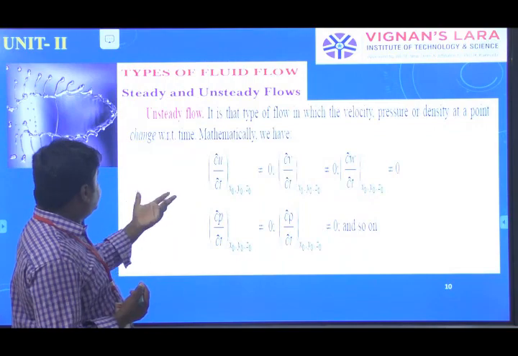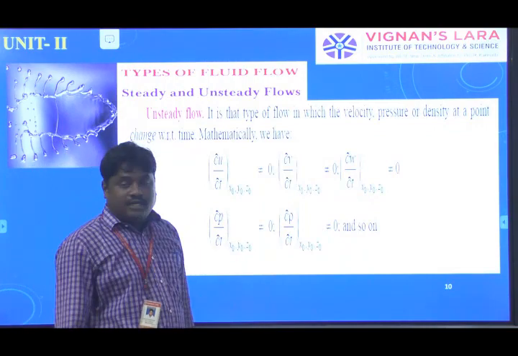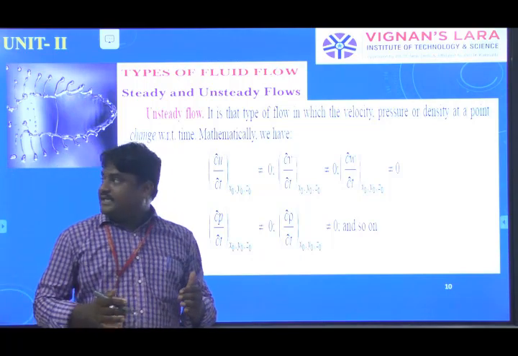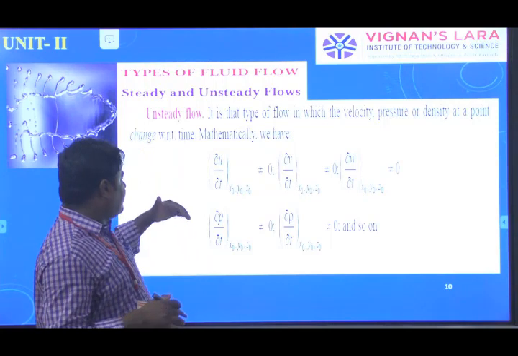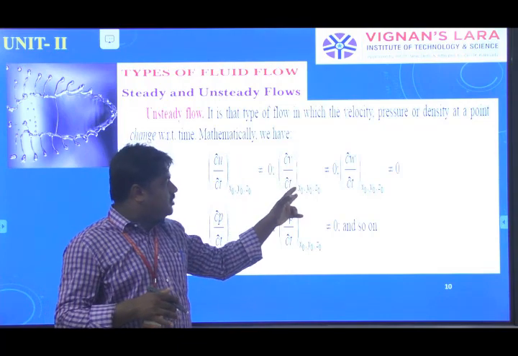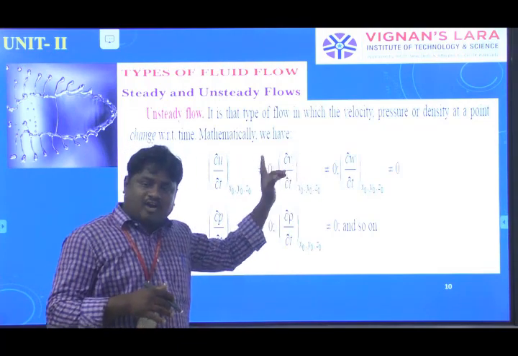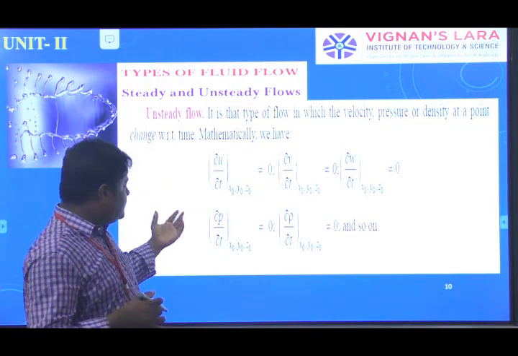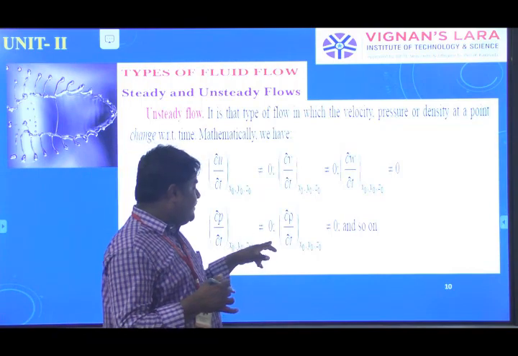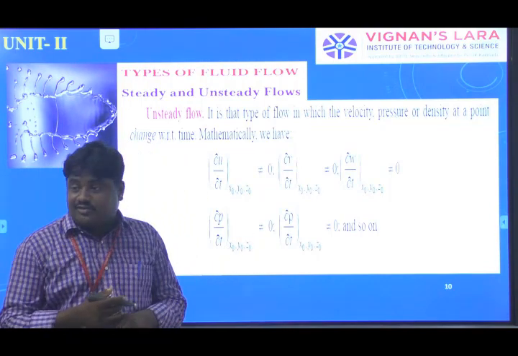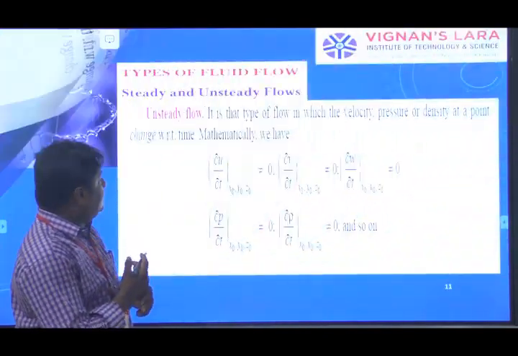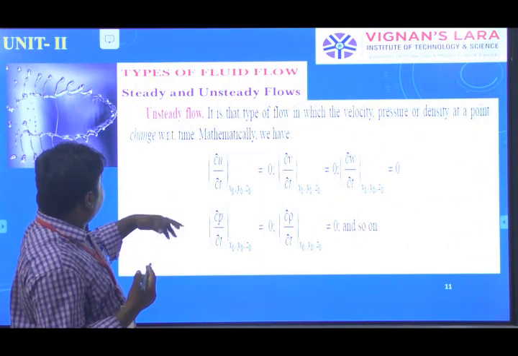And coming to the unsteady flow, here the velocity, pressure and density at a point change with respect to time. So that's why I have written dou u by dou t is not equal to 0, dou v by dou t is not equal to 0, and dou w by dou t is not equal to 0. Then coming to the pressure values, dou p by dou t at x0, y0, z0 is not equal to 0, and the same for density. This is the unsteady flow.